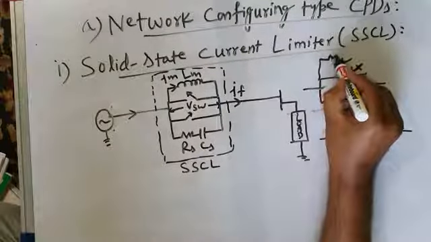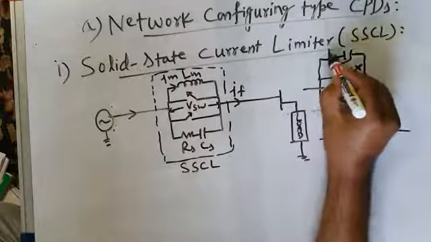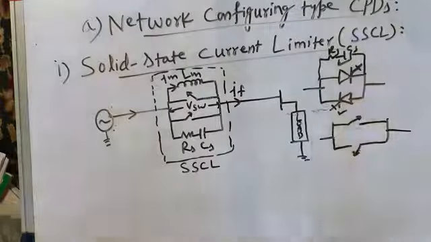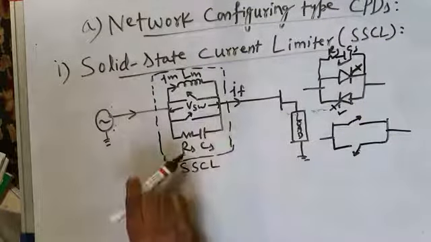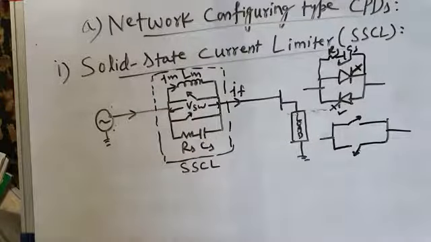You must have studied in your basic power electronics course that for protecting your devices, SCRs or any other switches, you need snubber circuits, RC snubber circuits. And this is RS, CS, that's the RC snubber circuit.